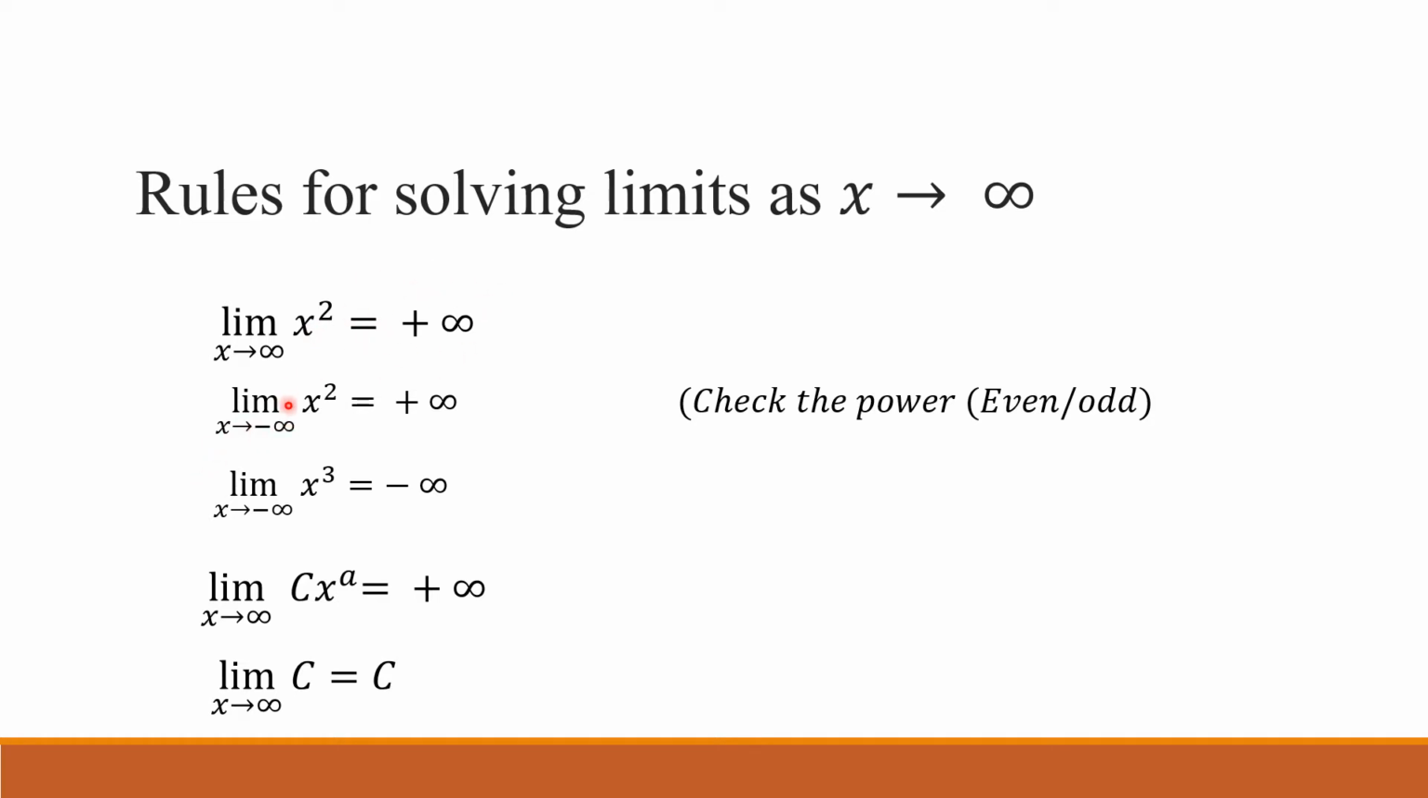A negative huge number squared, you know that the square will cancel the negative sign, so it's still going to be positive infinity. As x approaches negative infinity, x cubed, you know that when the power is odd, the negative sign remains, and then infinity to the power 3 is still infinity. Any constant multiplied by a huge number is still a huge number. And the limit as x approaches infinity of any constant is the constant itself. For example, the limit as x approaches infinity of 5 is 5.